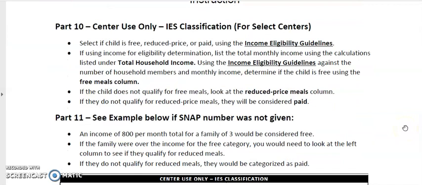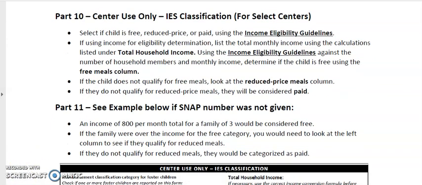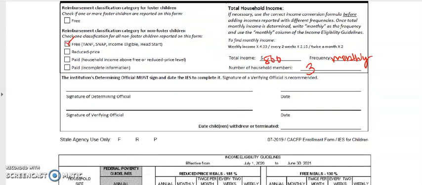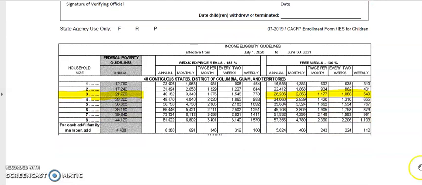Part 10, Center Use Only, IES Classification. This is for select centers. Some centers will be making eligibility classifications. So what this section is used for is to determine if a child is free, reduced price, or paid, using the income eligibility guidelines. The income eligibility guidelines are listed down below.